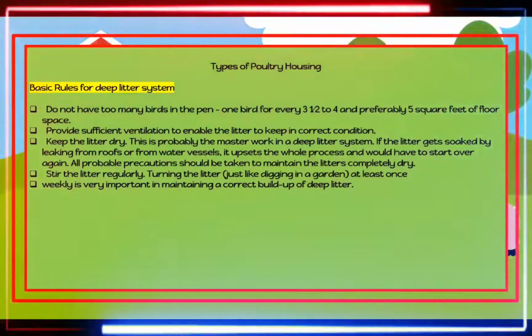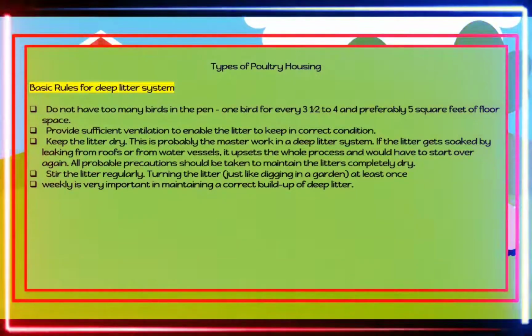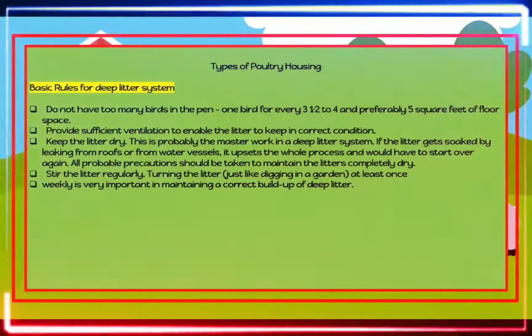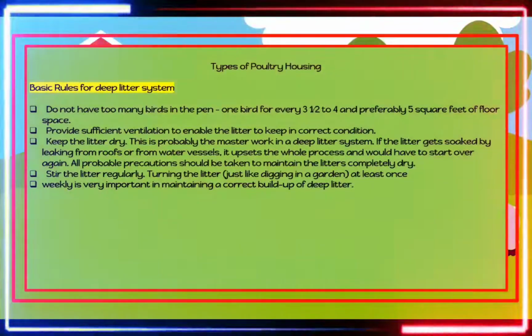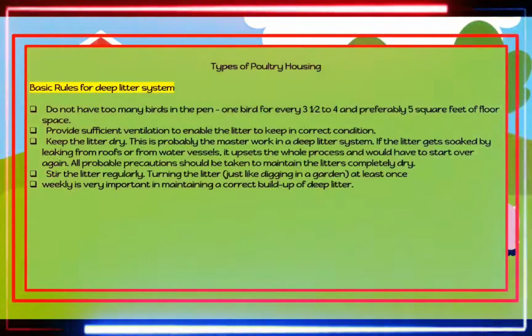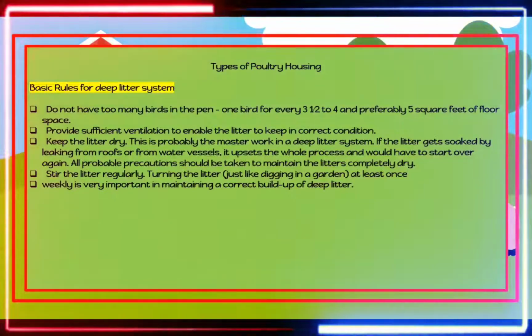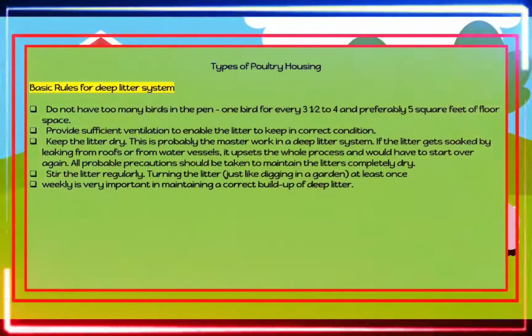If the litter gets soaked by leaking from roofs or from water vessels, it upsets the whole process and you would have to start over again. So all possible precautions should be taken to maintain the litter completely dry. Fourth, turn the litter regularly. Turning the litter, just like digging in a garden, at least once a week, is very important in maintaining a correct buildup of deep litter.